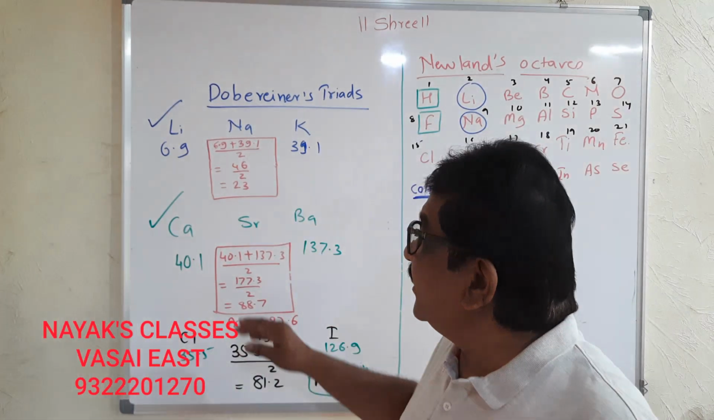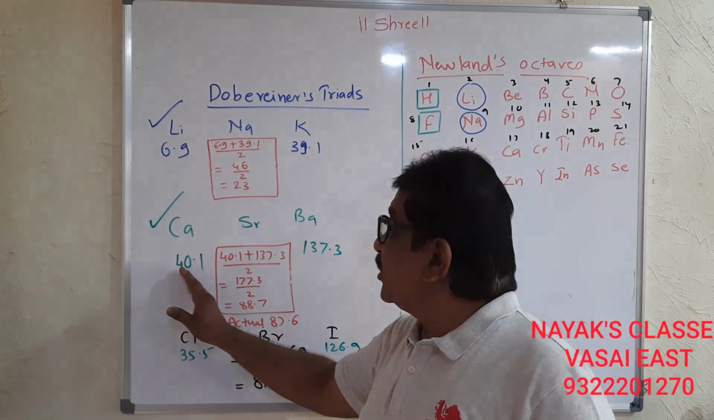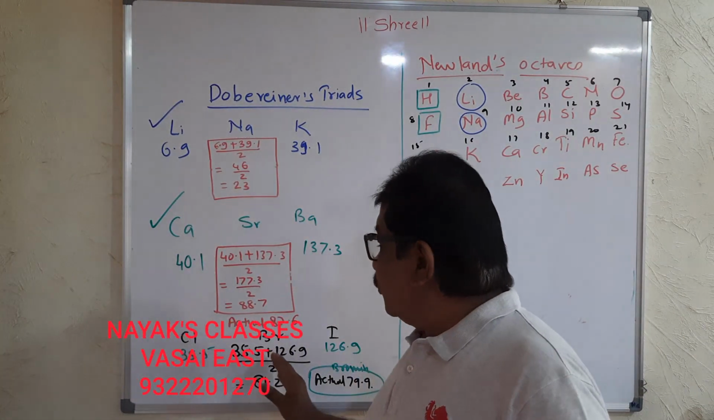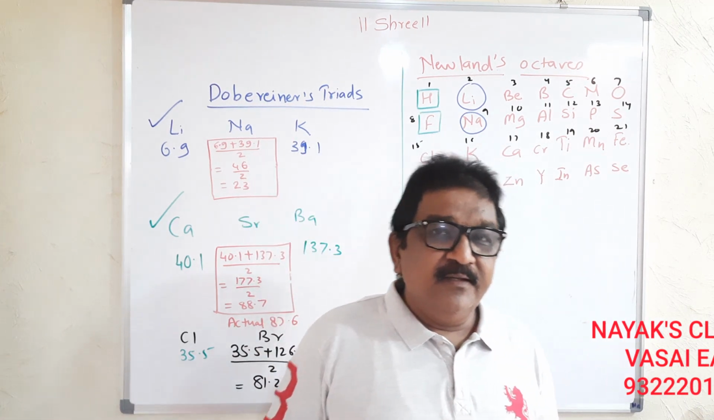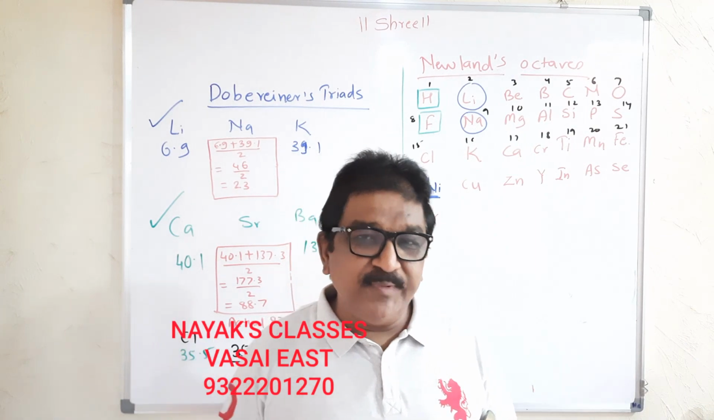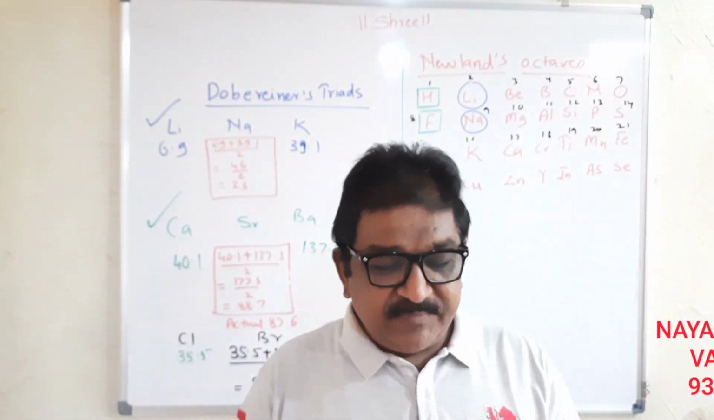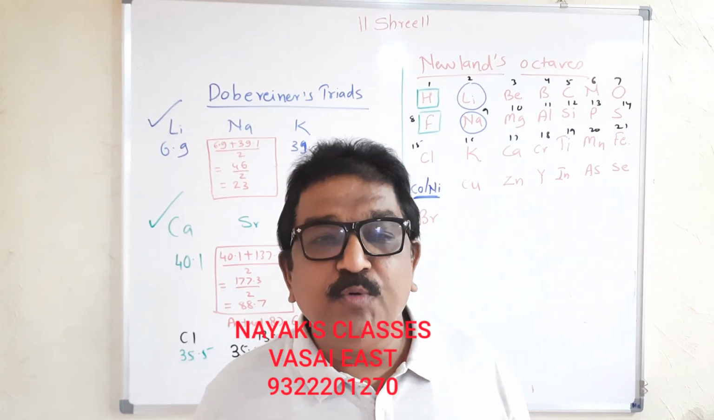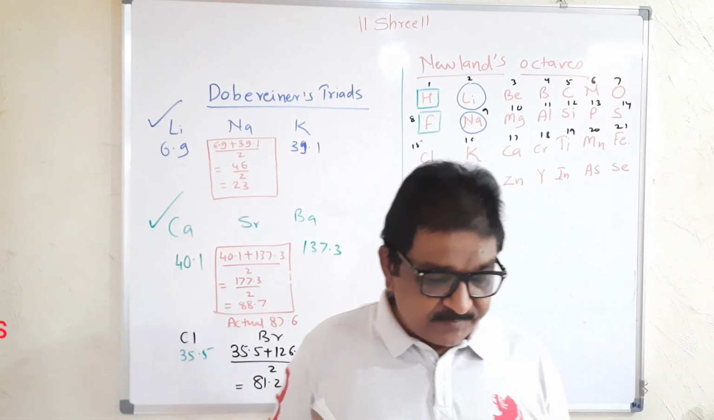He called them triads: lithium, sodium, potassium; calcium, strontium, barium; chlorine, bromine, iodine. These three triads were given by Dobereiner. So he said something. The question is, write a short note on Dobereiner's triads. Spelling must be correct, Dobereiner.